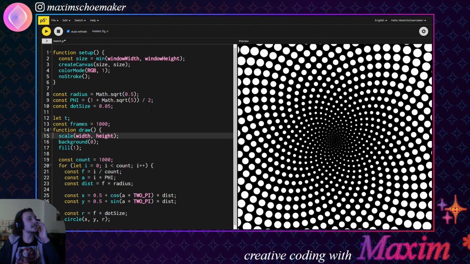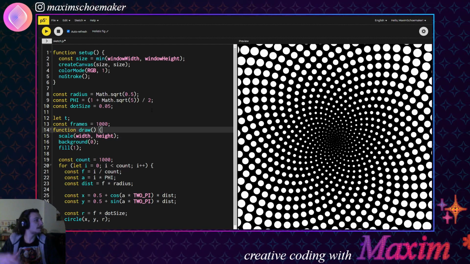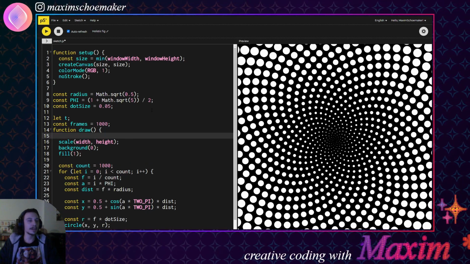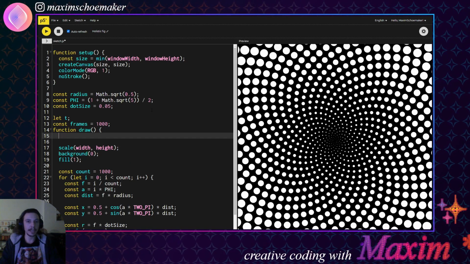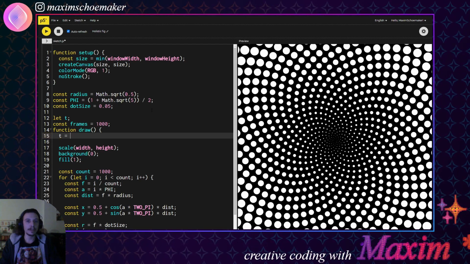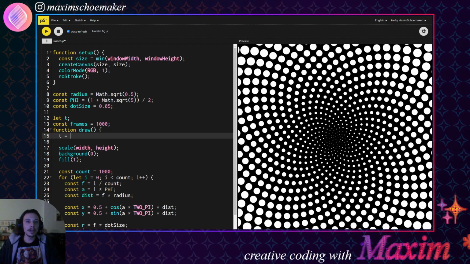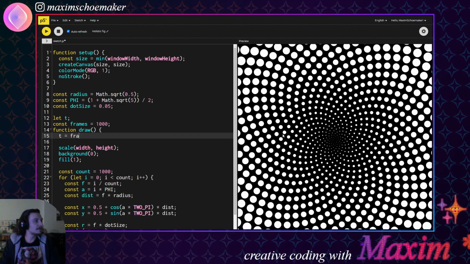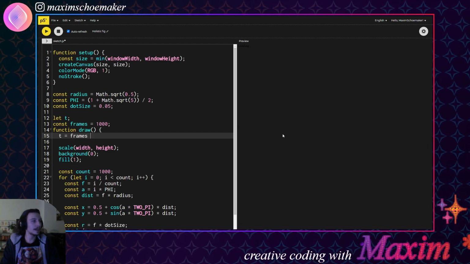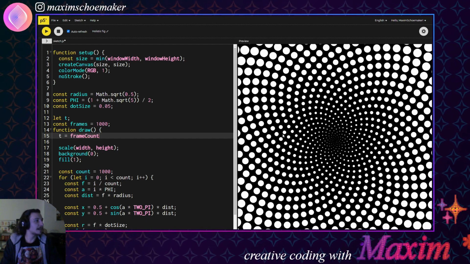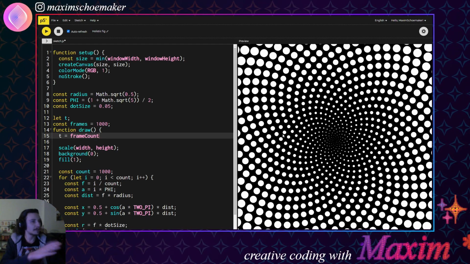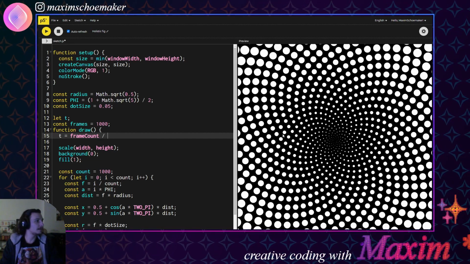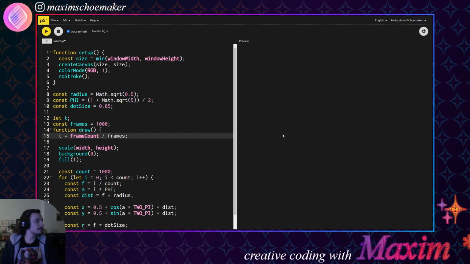What we want is to know how far along we are along the 1,000 frames, and to do that I'm going to make t equal to, hold up, let me see. Yes, we've got the frame count, which is a variable to tell you how many frames it has been since the start of the render, and we'll divide that by the total amount of frames.